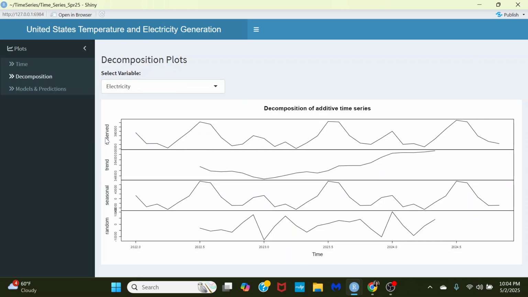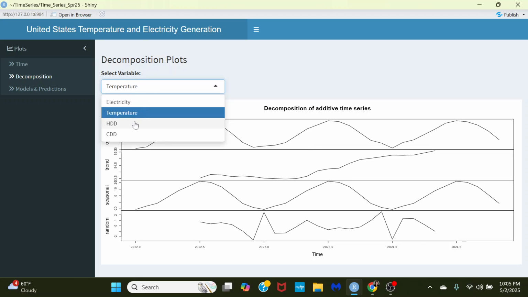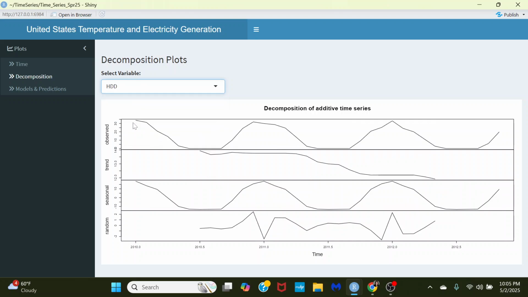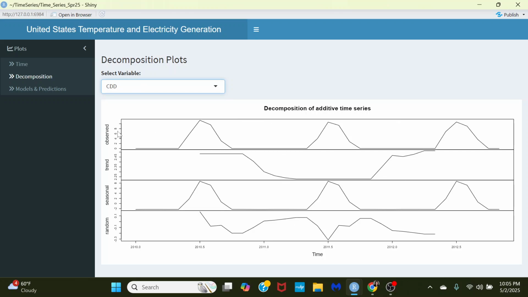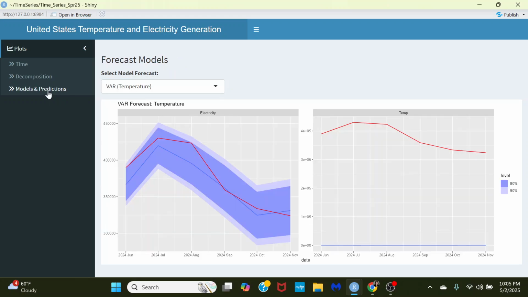As far as the decomposition models, you can look at those in the app. Electricity has seasonality and a trend, so does temperature, and HDD and CDD both have seasonality with some interesting trends there, which basically, as you compare year over year, some summers and some winters are warmer or cooler than others.